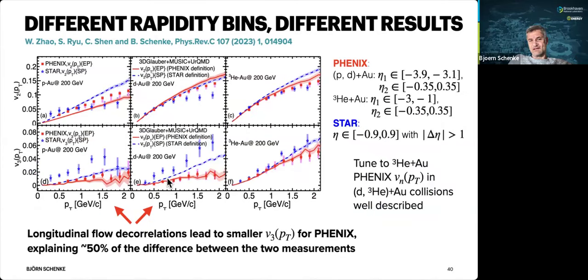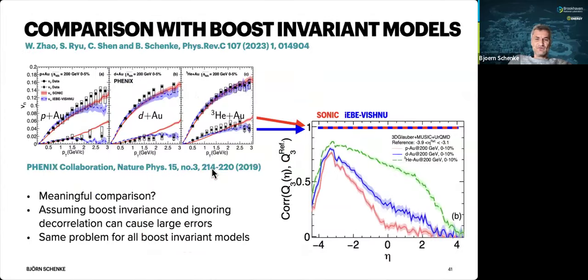So this is quite interesting, right? This tells you that you have to do these simulations in 3D to get all these effects right. If you don't, what does it mean? There was this old calculation, like one fluid to rule them all, etc., that compared to the Phoenix data. This is SONIC and superSONIC. Sorry, this is SONIC and IEBE-VISHNU, both 2+1D simulations, right?